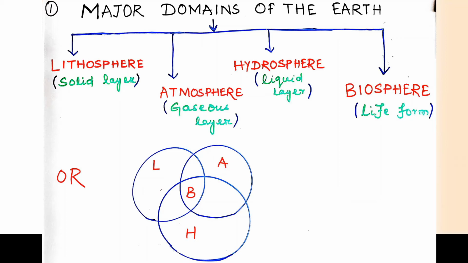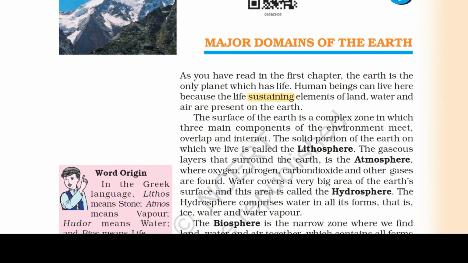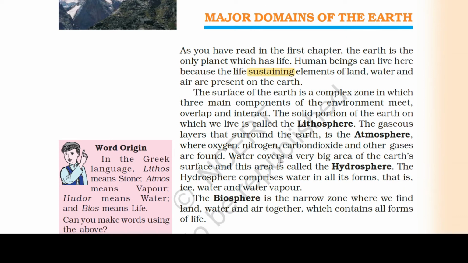The solid portion of the Earth on which we live is called the lithosphere. On this layer, human beings, plants and animals are living. The gaseous layer that surrounds the Earth is the atmosphere. And the atmospheric layer contains different types of gases like oxygen, nitrogen, carbon dioxide and many other gases.